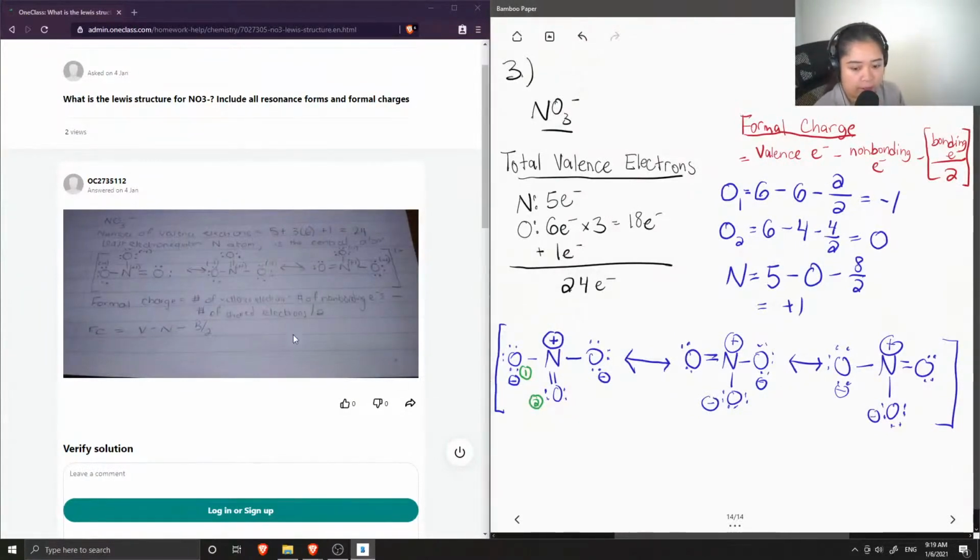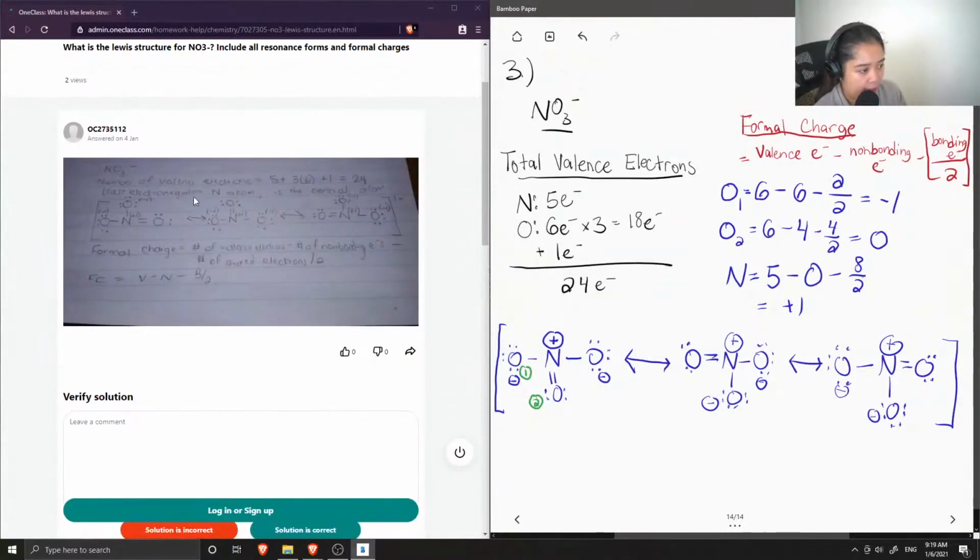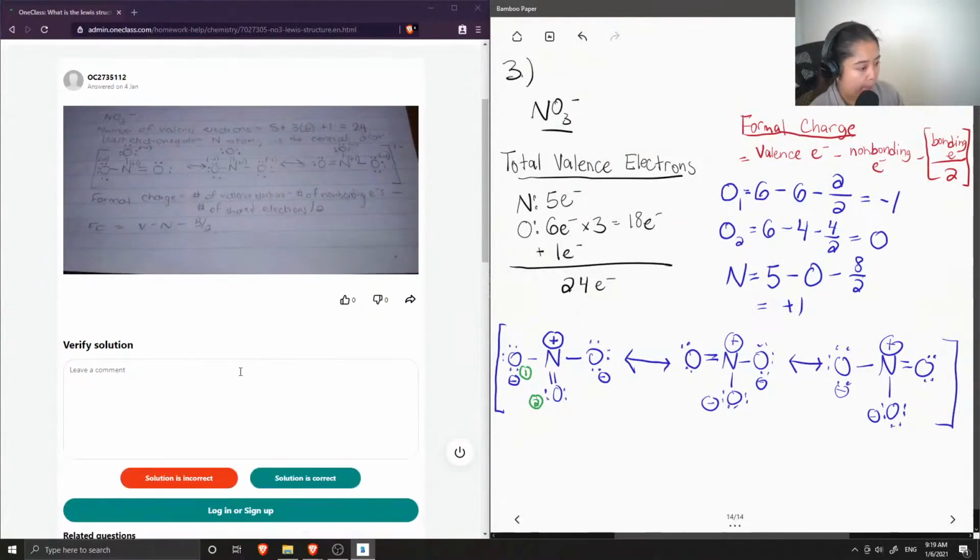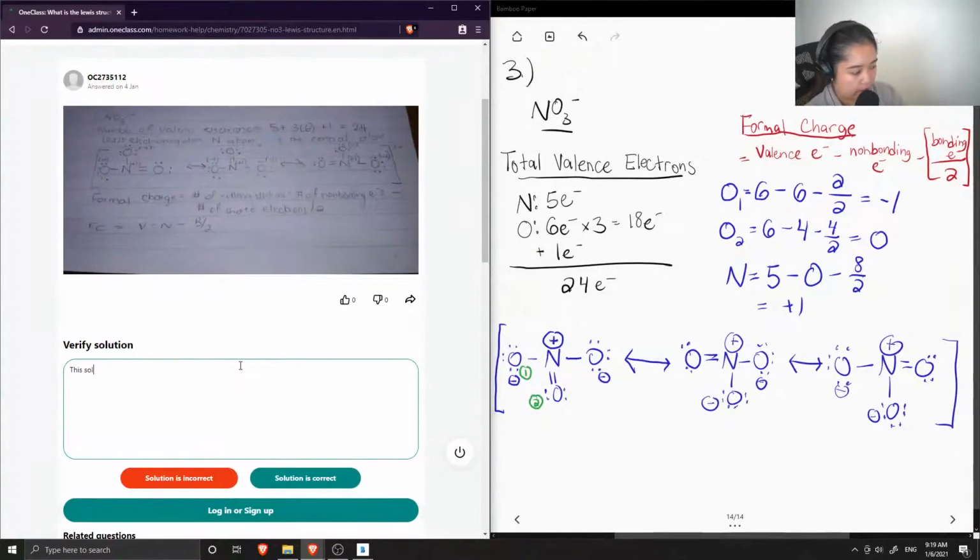Okay, so now let's see what the junior tutor said. NO3 minus. The number of valence electrons is equal to 5 plus 18 plus 1, which is equal to 24. The least electronegative is the nitrogen atom, so that's the one that will carry the positive charge. And you can see the 3 different resonance structures. Formal charge is equal to number of valence electrons minus number of non-bonding electrons minus number of shared electrons divided by 2. Okay, so this solution is correct.